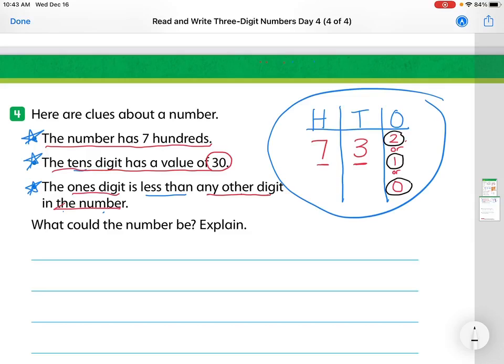You could either have 732, you might have 731, or you might have 730.